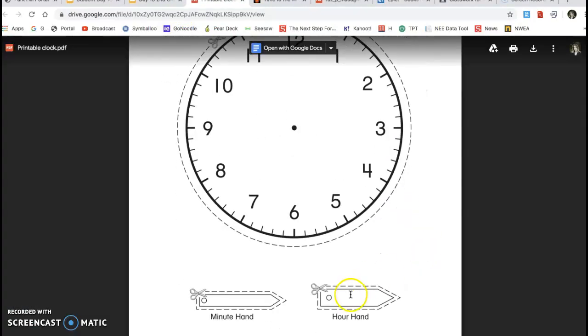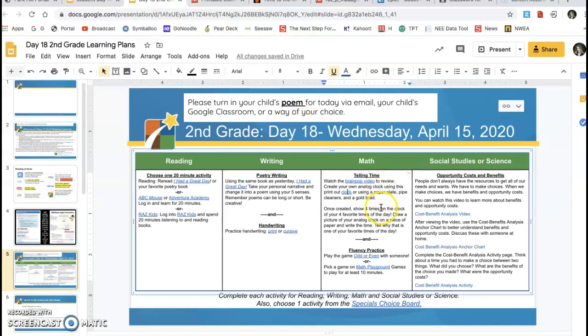that they can cut out. You can poke it through with a brad or really anything. And if they don't have that, you could use a paper plate. You could draw it yourself in their notebook, and you could even tear up pieces of paper for the hour hand and the minute hand. And once you've created your clock, however you can, you're going to show 4 times on the clock that are your favorite 4 times of the day. So the students will do that. Draw a picture of your analog clock on a piece of paper and write the time.